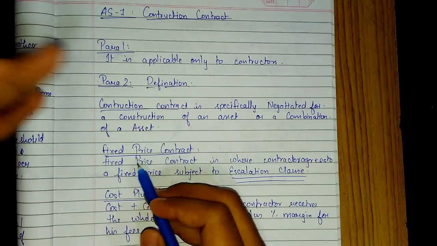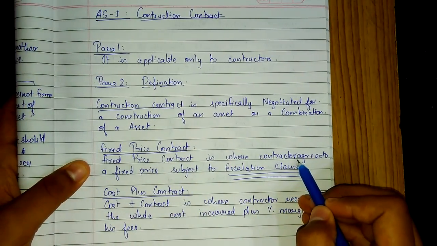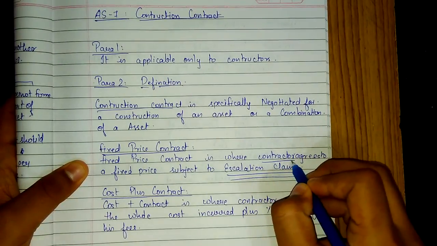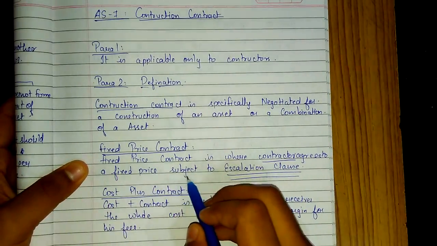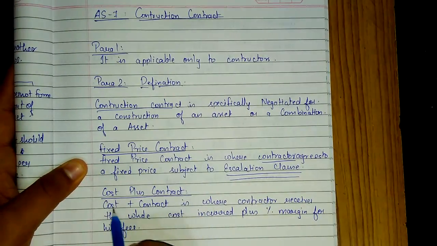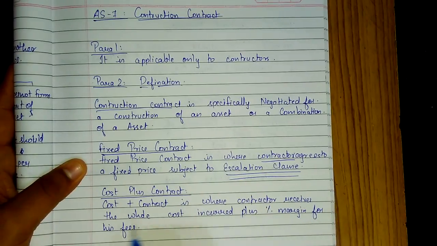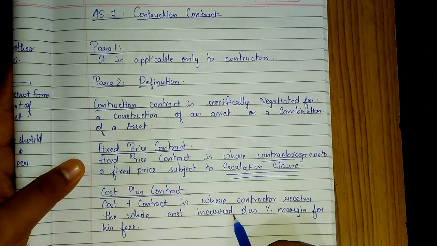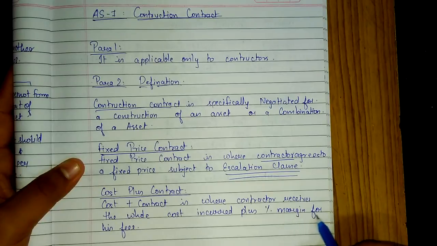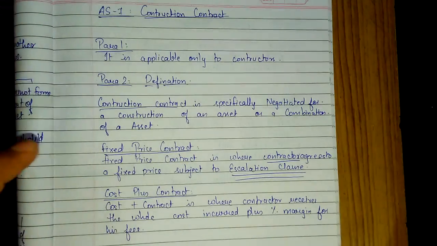So we come to know about fixed price contract just now. Fixed price contract is where the contractor agrees to a fixed price subject to escalation clause. Cost plus contract. What does cost plus contract mean? Cost plus contract is where the contractor receives the whole cost incurred plus a percentage margin for his fees. Percentage margin can be on profit, or on the fixed cost that he has incurred.